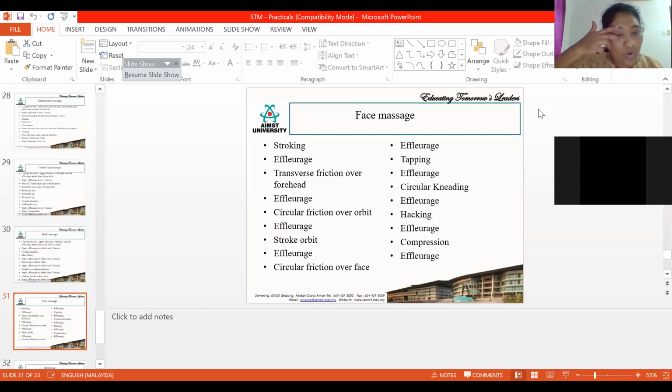Then circular friction over the face. So over the face, wherever you have bony area, you can go for circular friction. Then you can go for tapping, circular kneading, hacking, and lastly compression. So compression in the sense, don't give too much pressure, only like this. Rather than compression, I think you can give the touch over here like this. Okay, so that is enough. So this is for your facial massage.